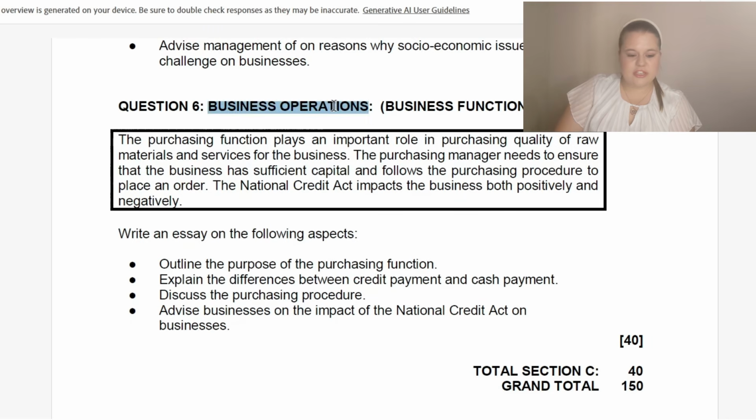Question 6, like I mentioned, here we go, business operations. They chose business functions. So here we have, outline the purpose of the purchasing function. Explain the difference between credit payment and cash payments. Discuss purchasing procedures. Advise businesses on the impact of the National Credit Act on businesses for 40 marks.